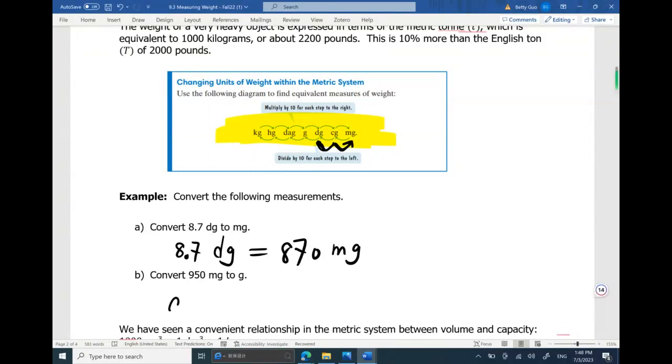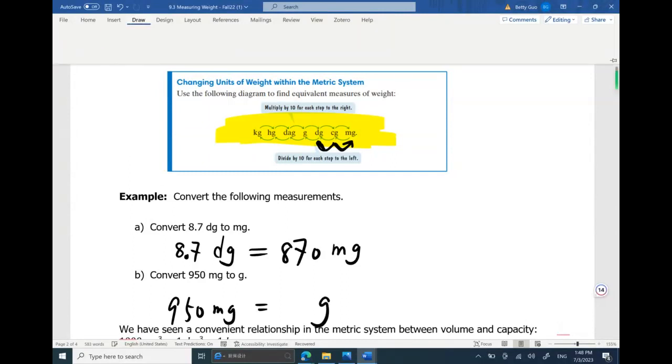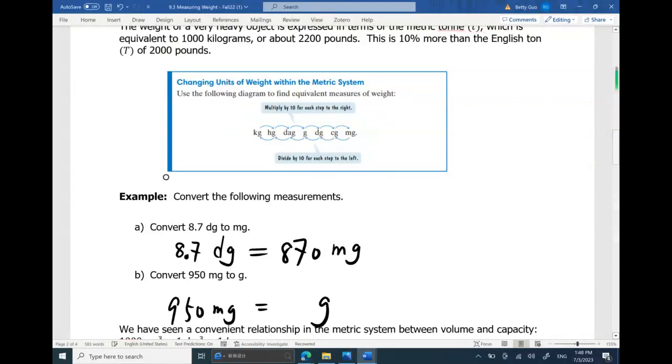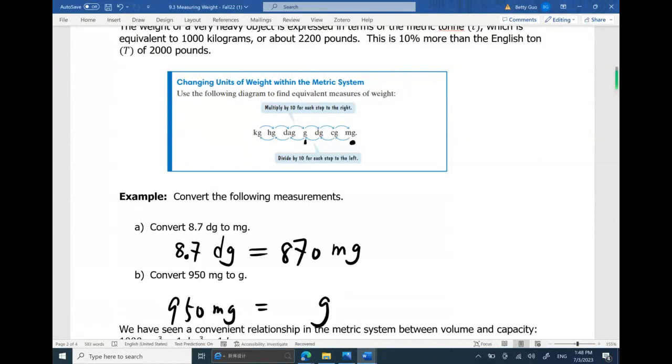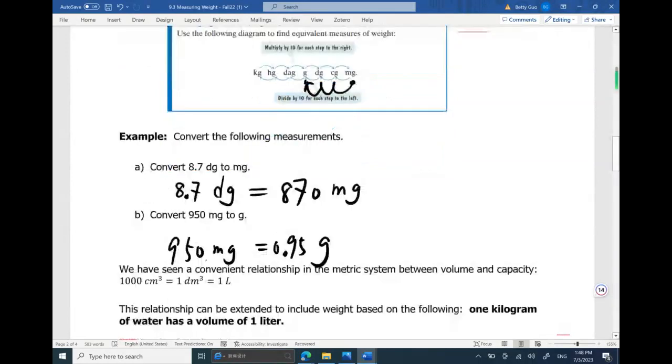Part B, convert 950 milligram to gram. Okay, let's do the same thing. We go from milligram to gram. Grams are here. So this time we go to the left, 1, 2, 3, 3 times, right? And we do the same thing to the decimal. Move the decimal point to the left 3 times, 0.95 grams. Because gram is a bigger unit compared with milligrams, the number in front of it must be smaller, 1,000 times smaller, because a gram is a unit 1,000 times bigger than a milligram.